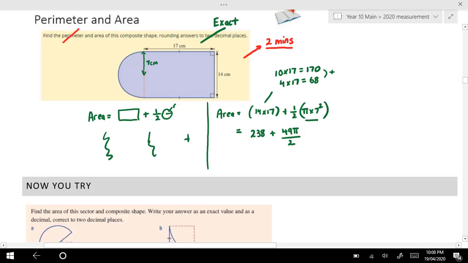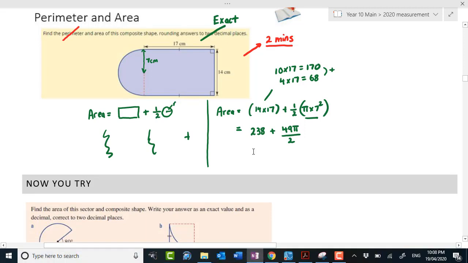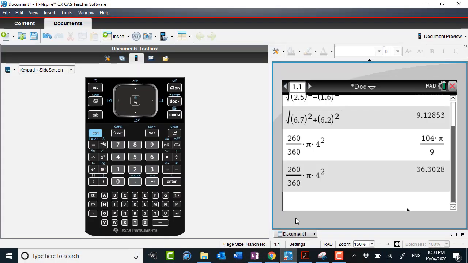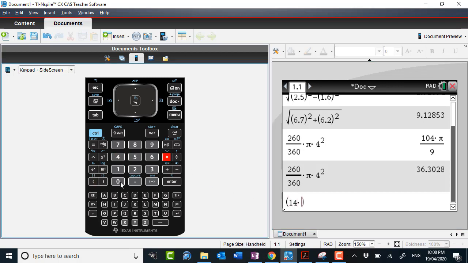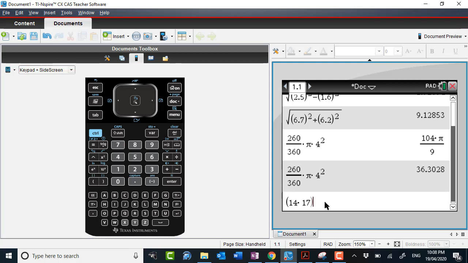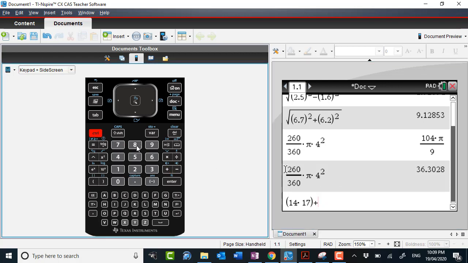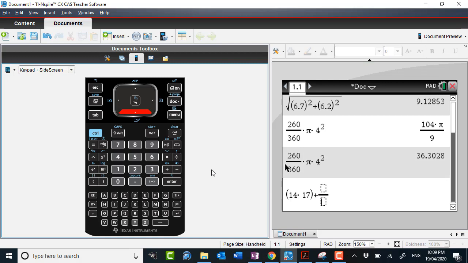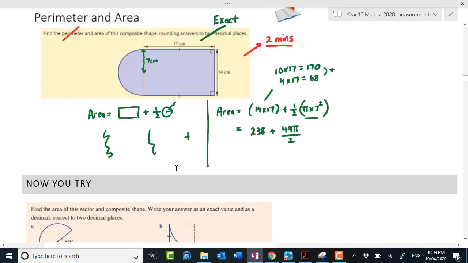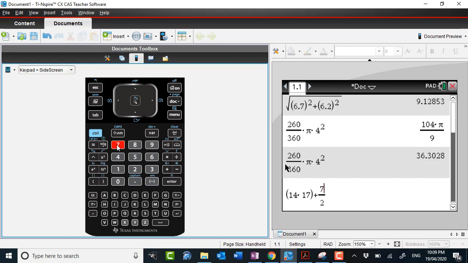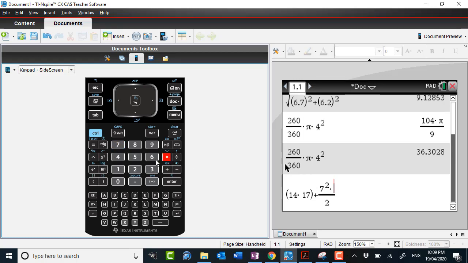Now, it looks pretty ugly, but that's the exact answer. So if I was asking for the exact answer, let's have a look. If we go ahead and put that into the calculator, 14 times 17. Let's do it exactly how we've done it. 14 times 17. And then we're going to go plus, and we're going to use a fractions button. Okay, we're dividing by 2, and we're timesing it by pi r squared, which is 7 squared times pi. Let's see what we get.